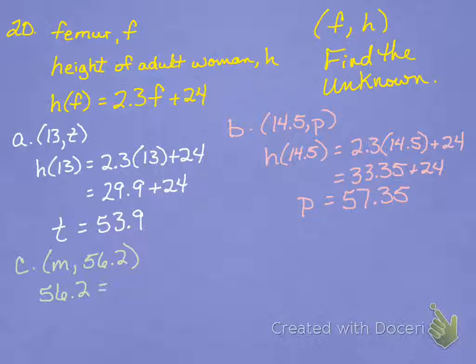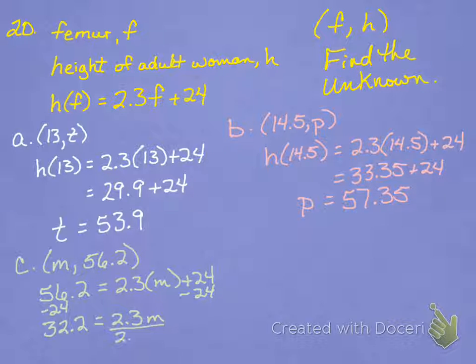For C, this time they give us the height and we need to find the femur length. So my height is 56.2, which is equal to 2.3M plus 24. I'm going to subtract 24 from both sides. I get 32.2 is equal to 2.3M. I divide by 2.3 to get M by itself, and M is equal to 14.